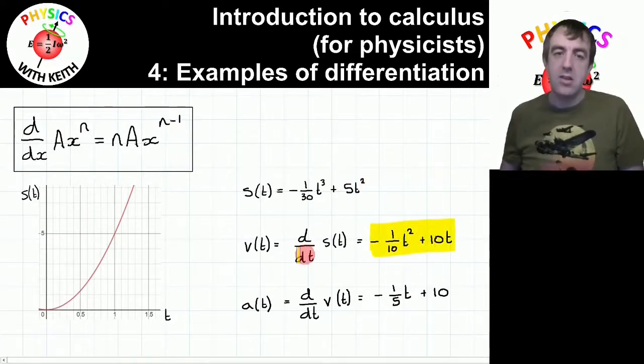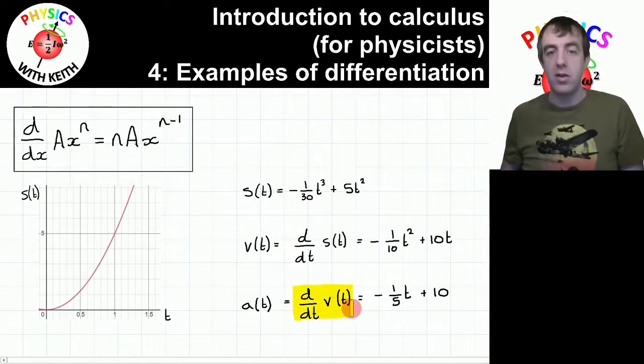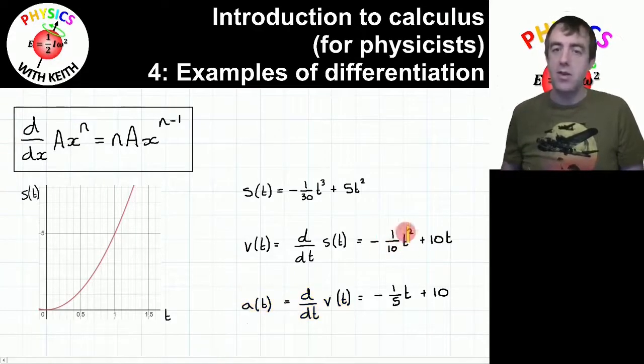Now, that is the velocity of whatever this situation is, whatever this body is that's in motion. This is the velocity. It is the first derivative of the displacement as a function of time. The second derivative of displacement is the first derivative of the velocity. And that's the definition of the acceleration. So let's differentiate the velocity. Again, we're going to multiply the coefficient by the power. So 1/10 becomes 1/5, and we reduce the power by 1.